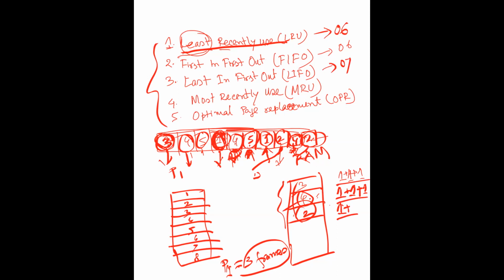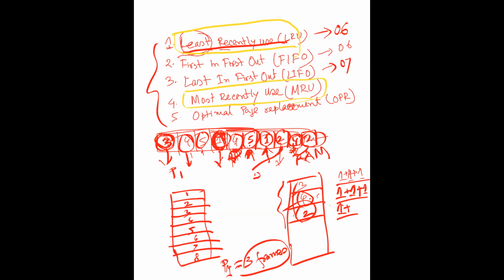Okay. Now let's check with another algorithm, MRU, the most recently used algorithm. It is the opposite of the least recently used algorithm. These two algorithms are opposite to each other. Least recently used, from this name you can understand, and most recently used.